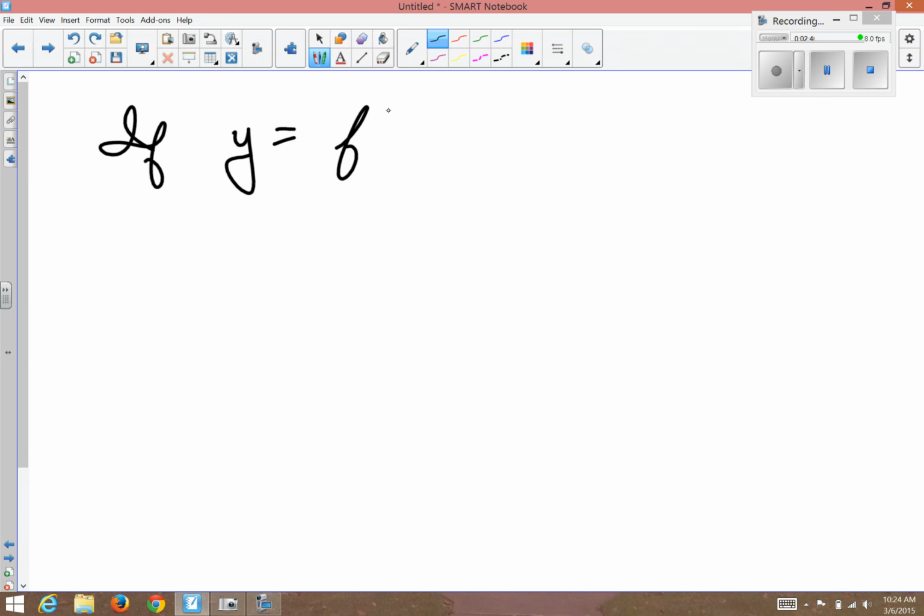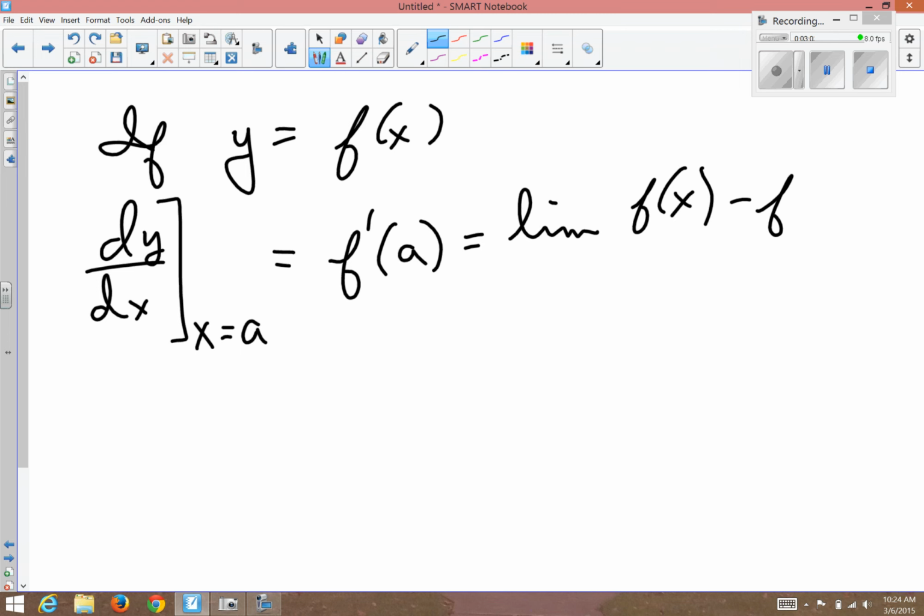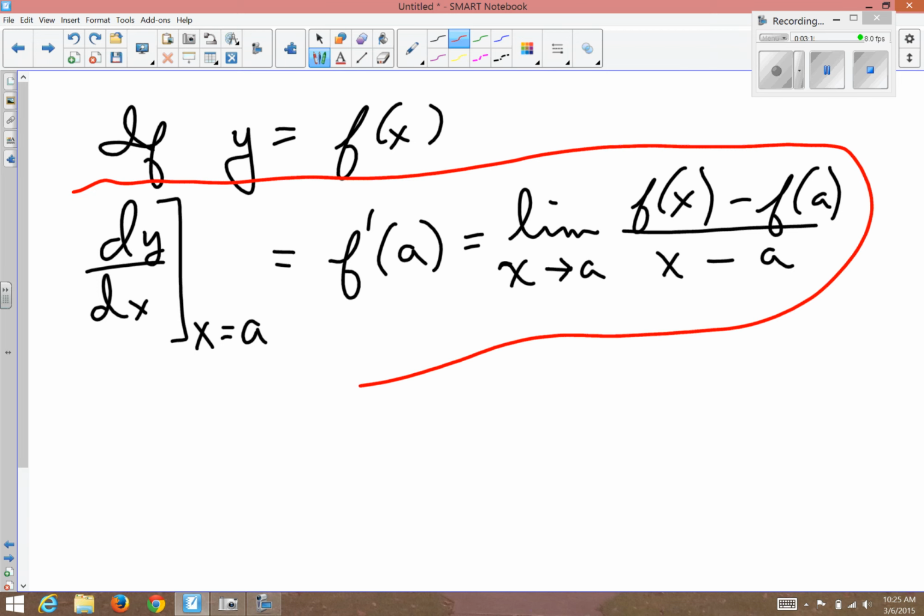If y equals some function of x, we say the derivative of y with respect to x at a specific x value, a, some number, could also be symbolized f prime of a. It's the limit of f of x minus f of a all over x minus a, where x is approaching a. So we also have to use and memorize this definition. There's two definitions for the same thing, the derivative of y with respect to x.